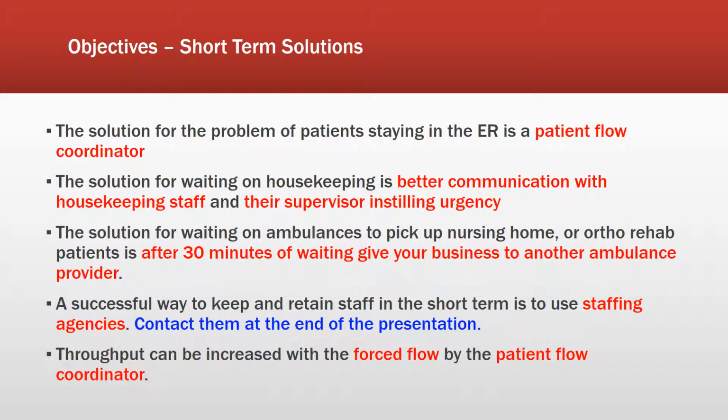We can look for the problem of patients staying in the ER. Use a patient flow coordinator. Make them force the flow through the ER to get these folks where they need to go. That person's job is to get them through the bottleneck and get them moved. The solution for waiting on housekeeping is better communication with housekeeping staff, and their supervisor has to instill a sense of urgency with them. The solution for waiting on ambulances to pick up nursing home or ortho patients to go back to their facilities: if you've waited 30 minutes for an ambulance, call another service. I don't care who we have a contract with. If they're not doing it, call another one.